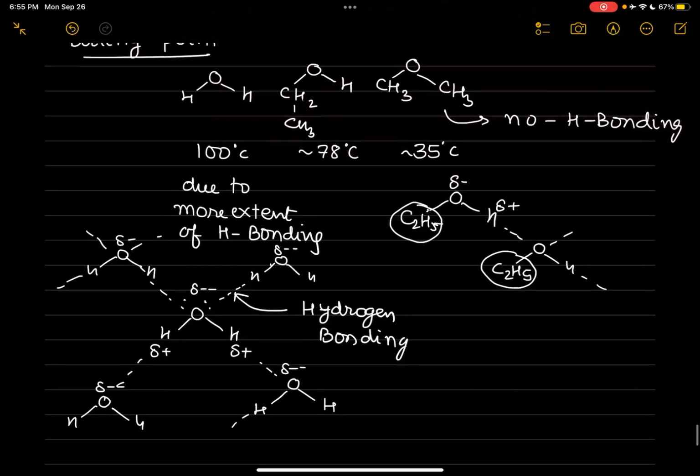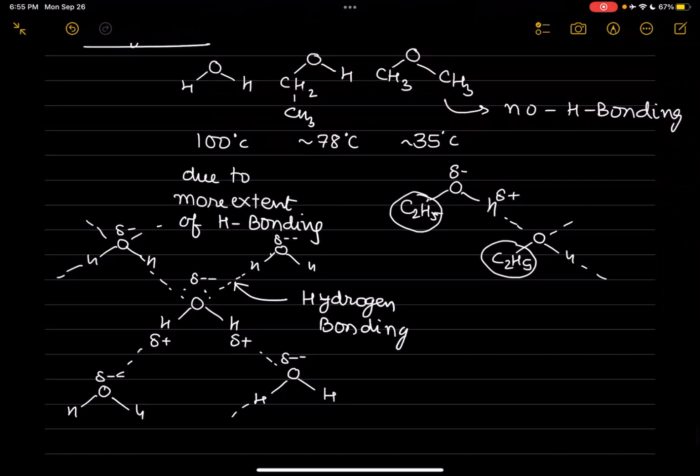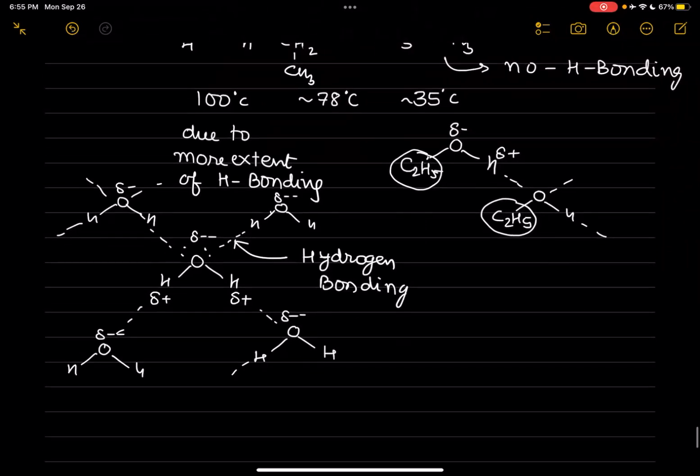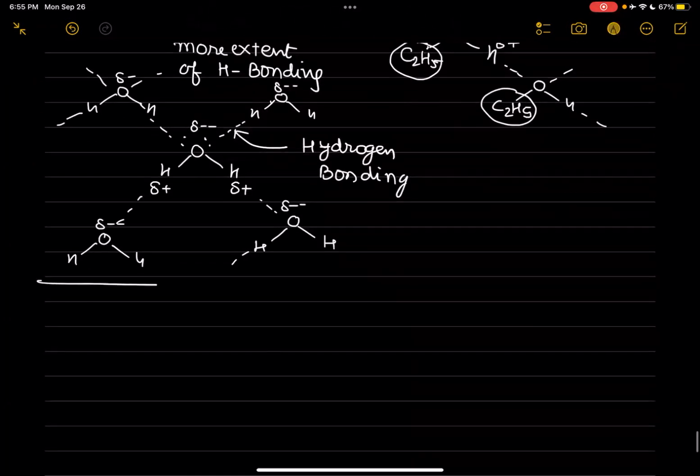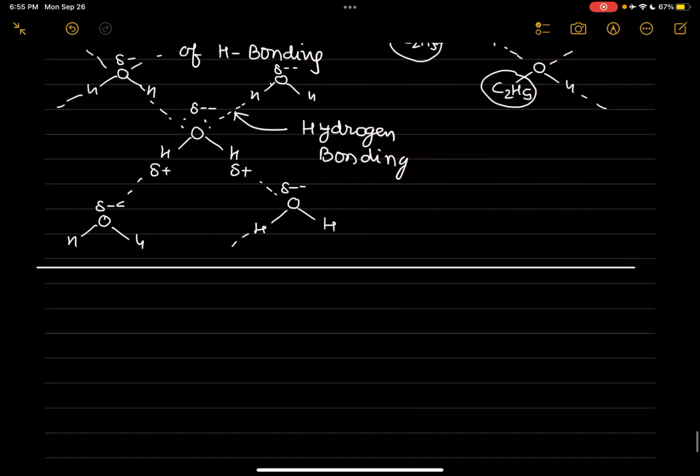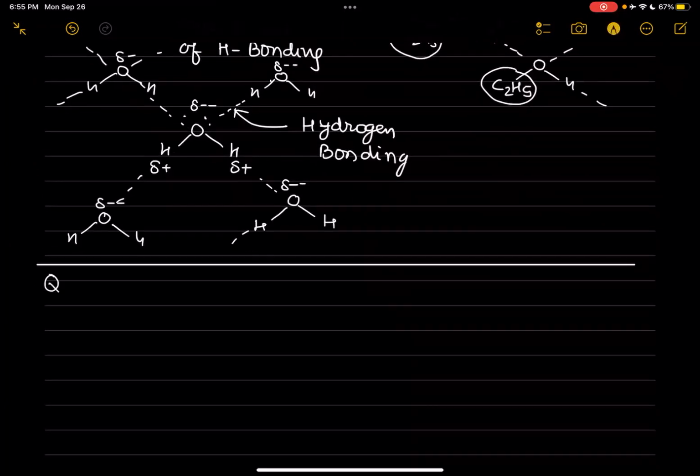Okay, is it clear? Now the next thing: I compared water with alcohol with ether. Water has more hydrogen bonds, alcohol has fewer hydrogen bonds, and ether has no hydrogen bonds. But among alcohols, how am I going to compare?